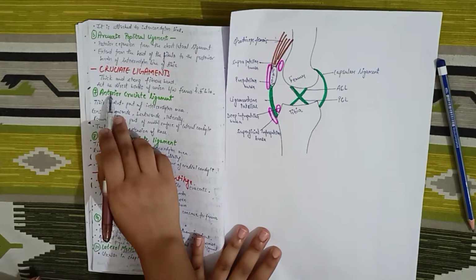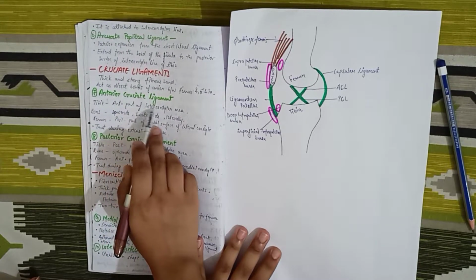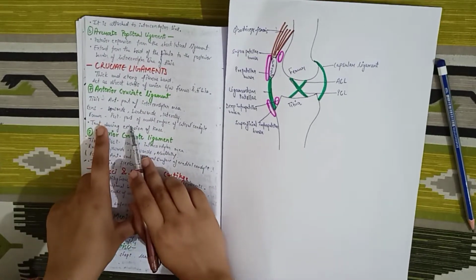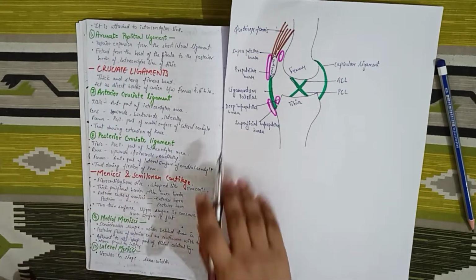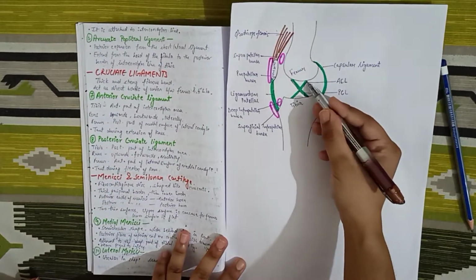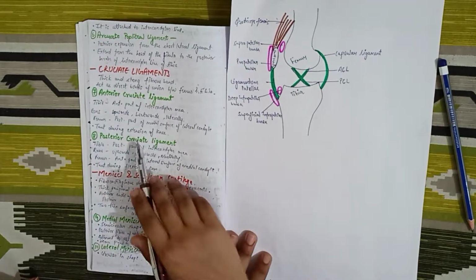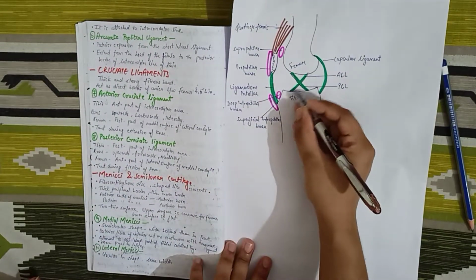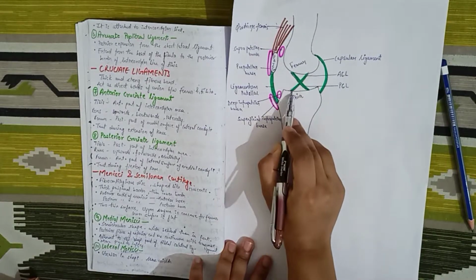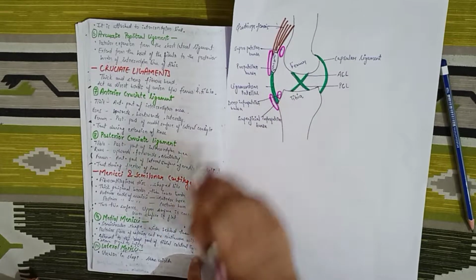The anterior cruciate ligament is attached to the anterior part of the intercondylar area of the tibia, and on the femur it is attached to the posterior part of the medial surface of the lateral condyle, here and here. It runs upward, backward and laterally.